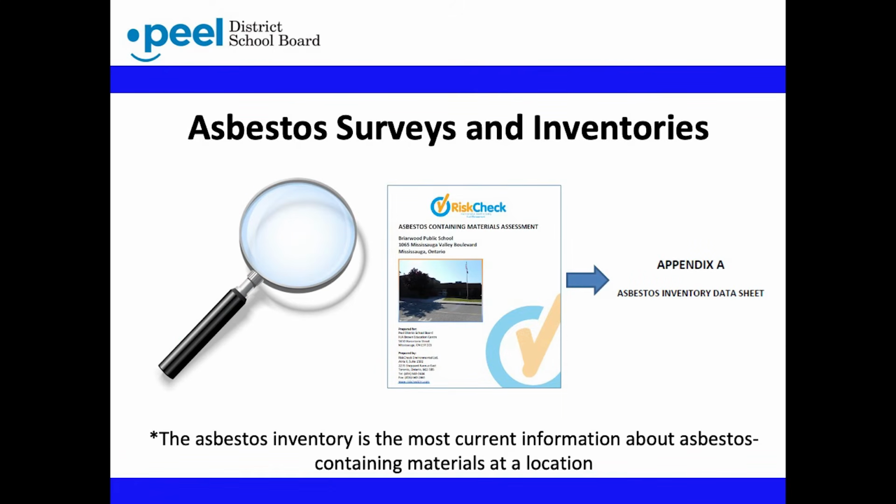How do we create an asbestos inventory? At the PDSB, we retain third-party consultants to create asbestos surveys. These surveys are room-by-room location inspections, where materials are visually observed and material samples taken and tested if required. Asbestos surveys are conducted at regular intervals, and information is compiled in an asbestos survey report. Within the asbestos survey report is the asbestos inventory. The asbestos inventory is the most current information about asbestos at a location.